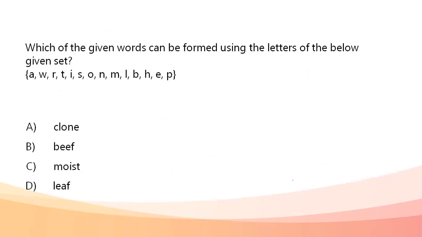Now, which of the given words can be formed using the letters of the below set? What can I form using this below set? And I have to be careful that each letter has to be used once. Okay, now clone. Can I form clone? I don't have a C here, so clone cannot be formed. Now beef. B, I have E, but I don't have F. Beef also cannot be formed. Can I form moist? Moist is M-O-I-S-T. All right, moist is being formed. Leaf. Again, I didn't have an F, so I can't form leaf. My answer becomes C, moist.